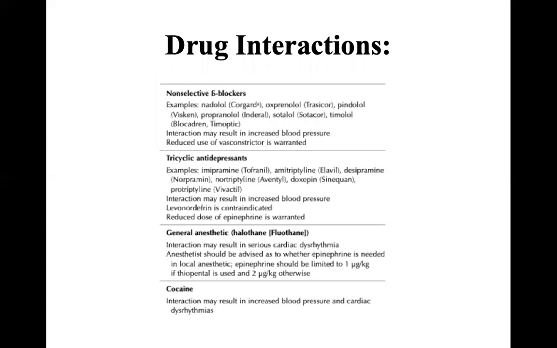This table shows some potential drug interactions. Because the vasoconstrictor targets those receptors that I talked about, they can compete with other drugs that target those receptors. So it's important to note which drugs could target the same ones. I'm not going to go into too much detail here, but I'm just going to mention the non-selective beta blockers, certain tricyclic antidepressants, as well as the general anesthetics and cocaine.